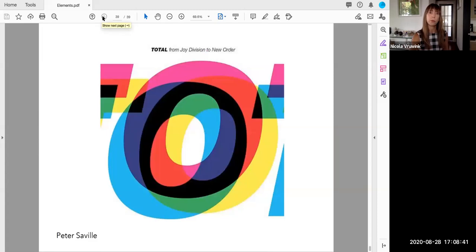Here's one more from Peter Saville. This is for Joy Division to New Order. So we've got this overlapping of these circles, these pulsating colors where the shapes combined with the use of color really create this vibrancy, this almost like you can hear it when you look at it.